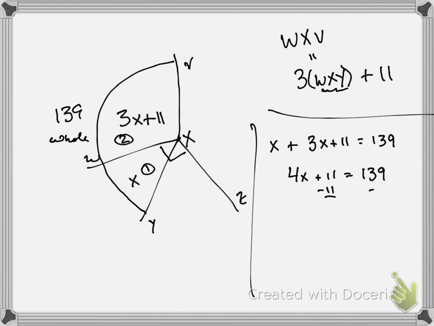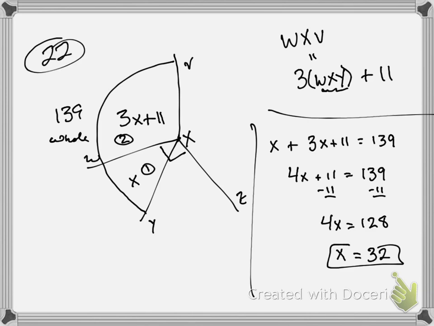Subtract 11 from both sides. You get 4x equals, what is that, 128, and x equals 32. This is number 22. So we get that x is 32. Now, it doesn't ask you for what x is. It says find the measure of angle YXZ.